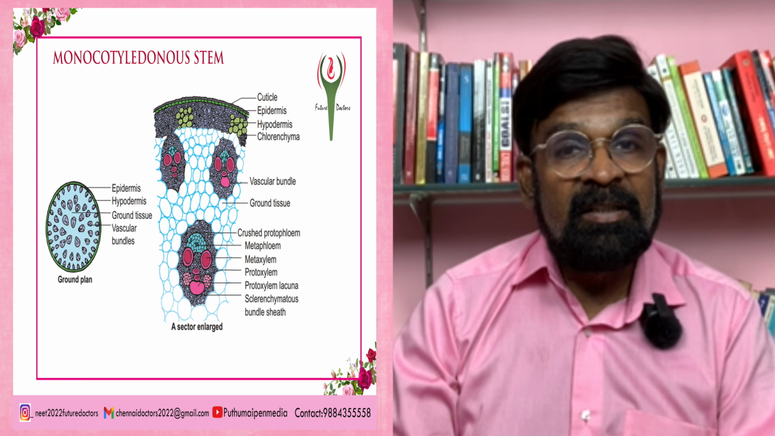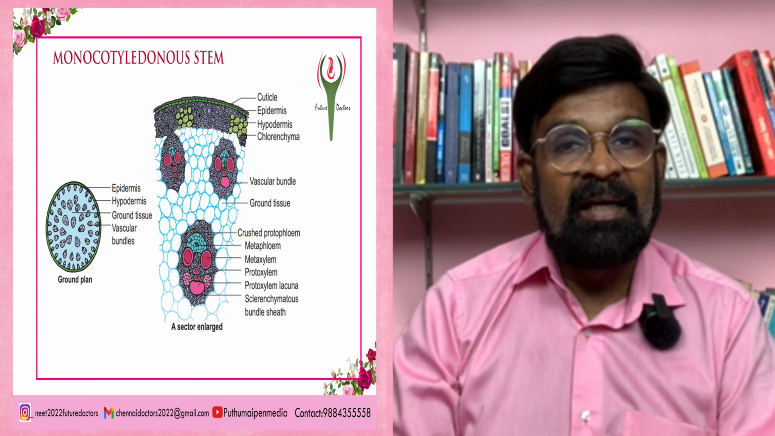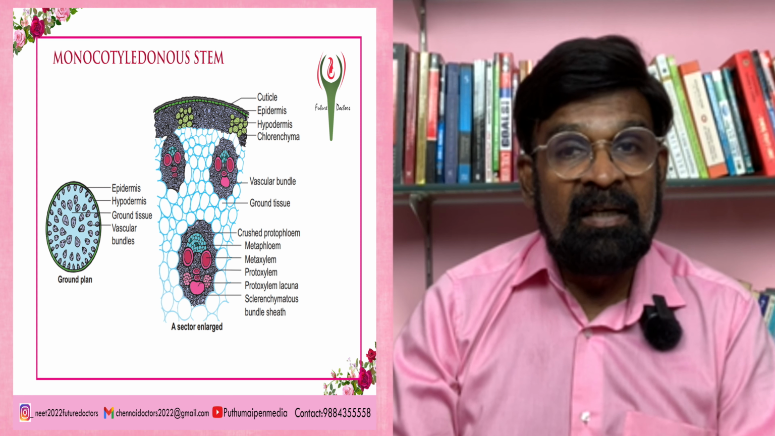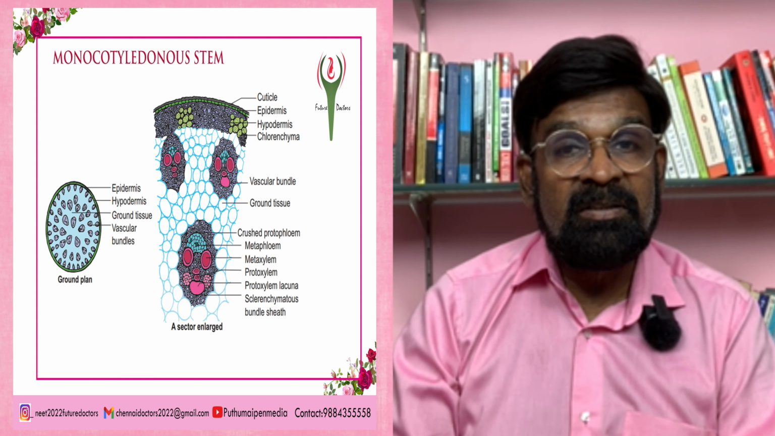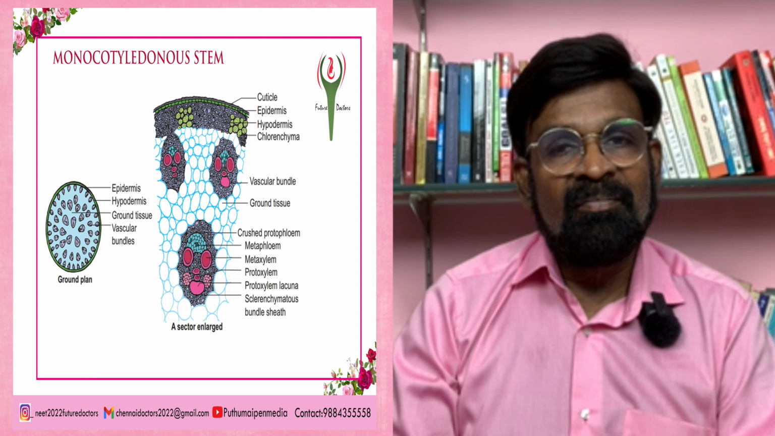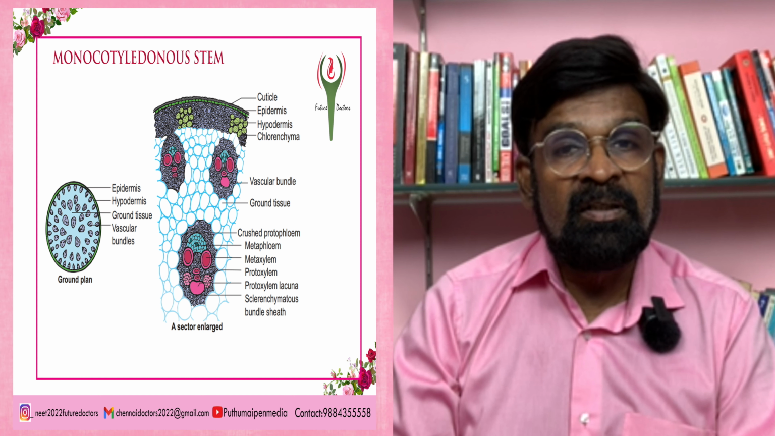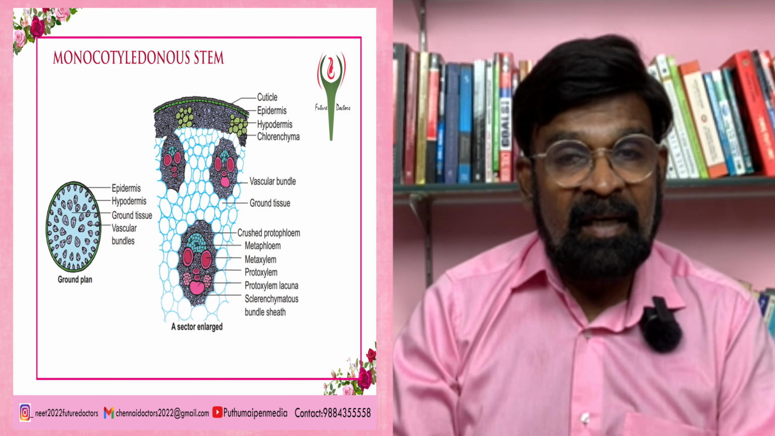Epidermis. It is single layered having stomata in it. The cells have a thick cuticle layer on the outside. Hypodermis. It is 2 to 3 layered, having lignified sclerenchymatous cells present just below the epidermis. Ground tissue. It fills the whole interior of the stem containing parenchymatous cells. A number of vascular bundles are scattered in it.